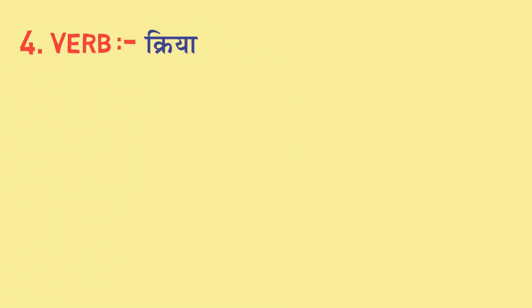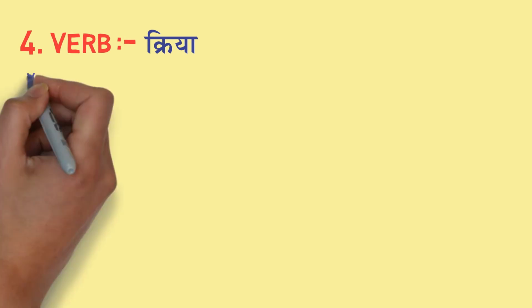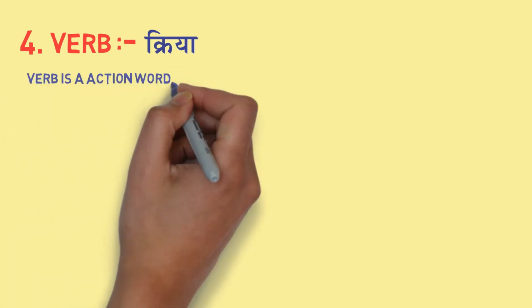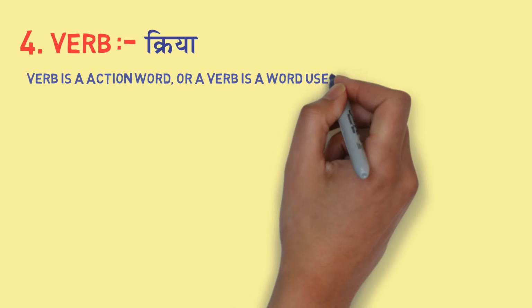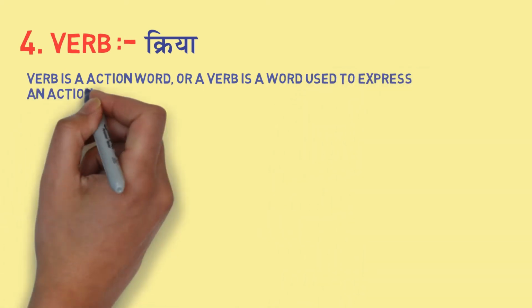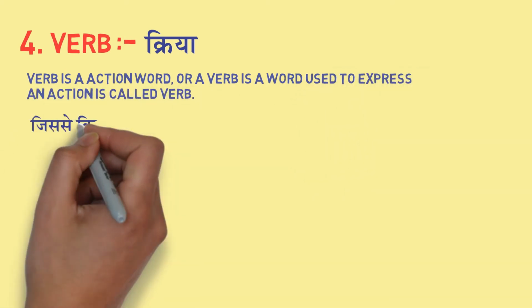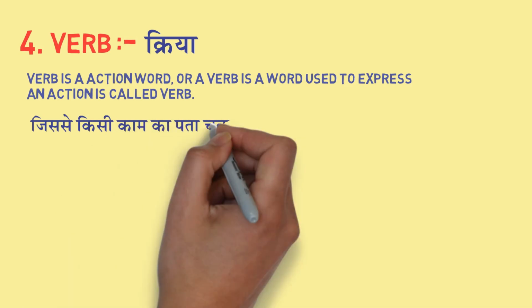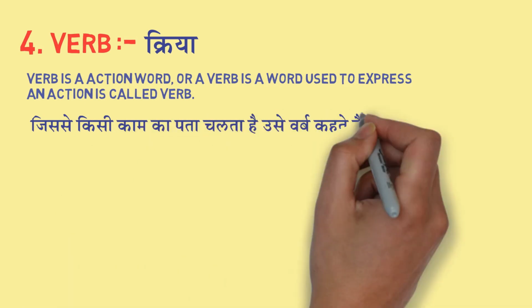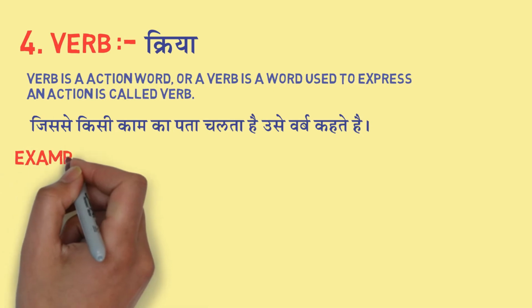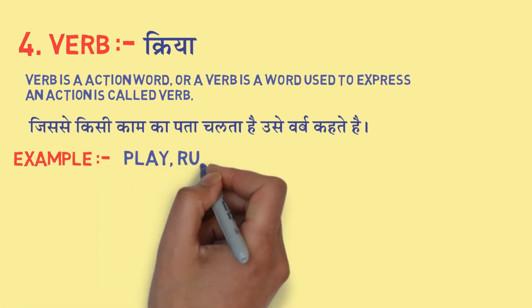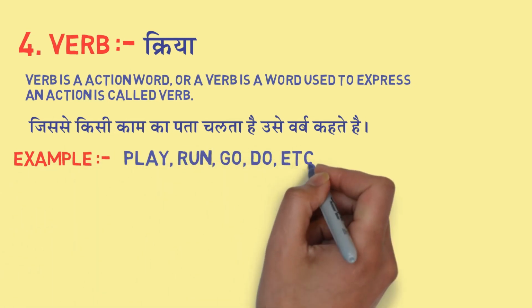Fourth part of parts of speech, that is verb. Kriya. In the simple way, verb is an action word, or verb is a word used to express an action is called verb. जिससे किसी काम का पता चलता है उसे verb कहते हैं. Example: play, run, go, do, etc.